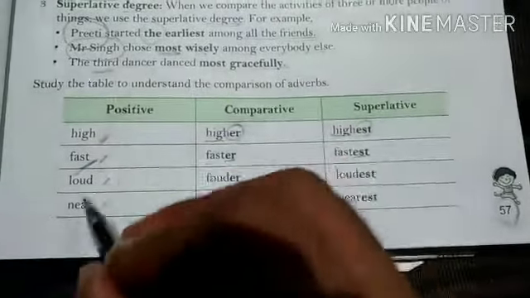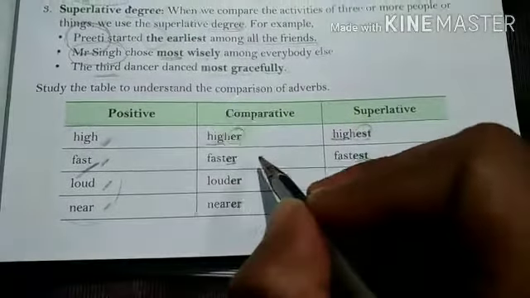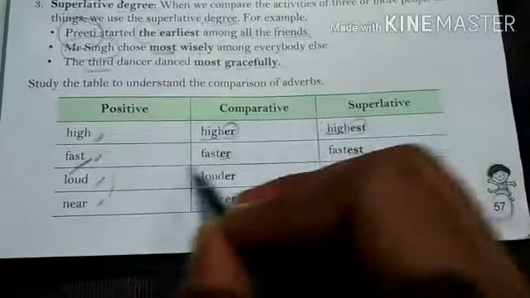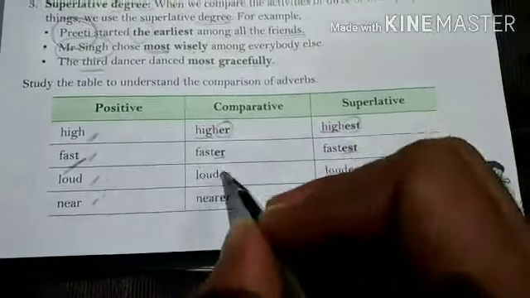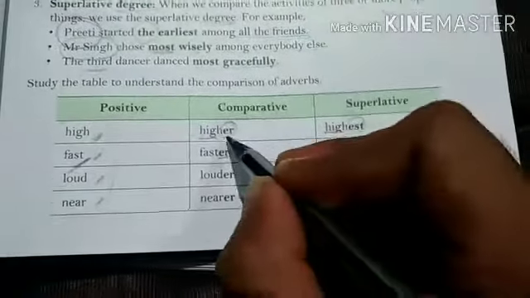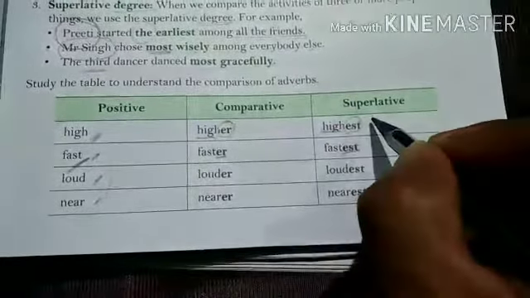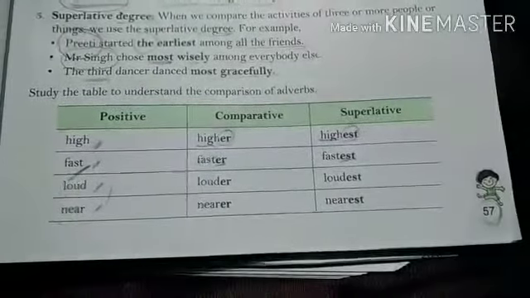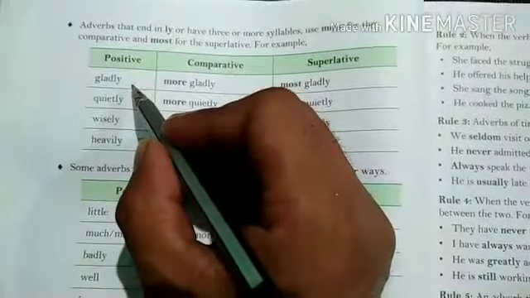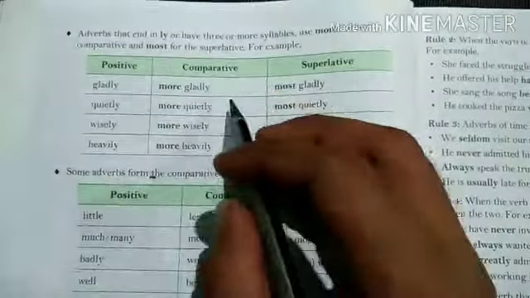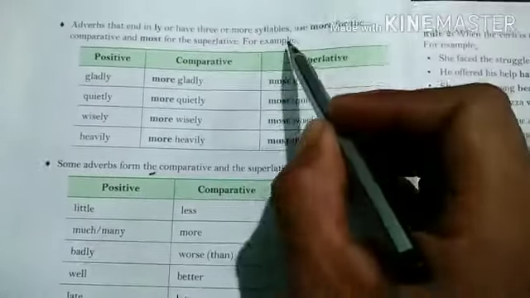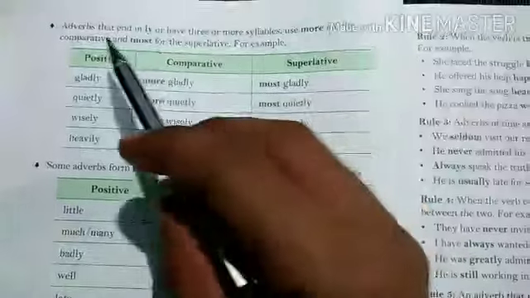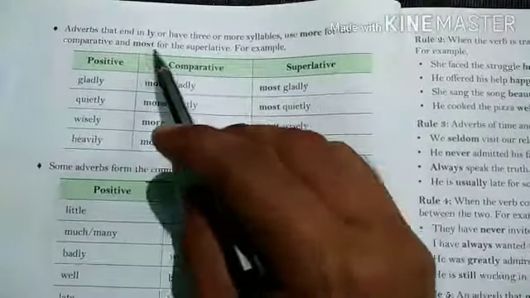Same goes with the other adverbs also. So these are regular degrees of adverbs, and these are monosyllabic words. So we have added er and est in comparative and superlative degrees respectively. Now come to the adverbs that have more than one syllable. See here, adverbs that end with ly or have three or more syllables use more for the comparative and most for the superlative degree.